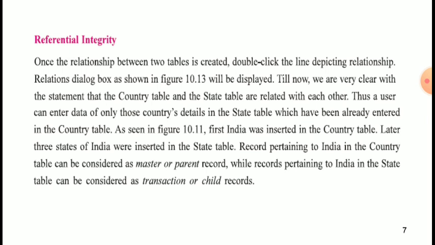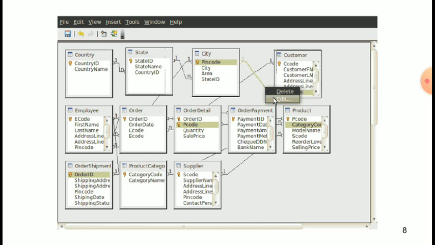A record pertaining to India in the country table can be considered as a master or parent record, while records pertaining to India in the state table can be considered as transaction or child records. So this is the relationship of all tables in the database: country table, state table, city table, customer table, employee table, order details table, order payment table, product table, order shipment table, product category table, and supply tables. So this is the relationship of all tables in the database.